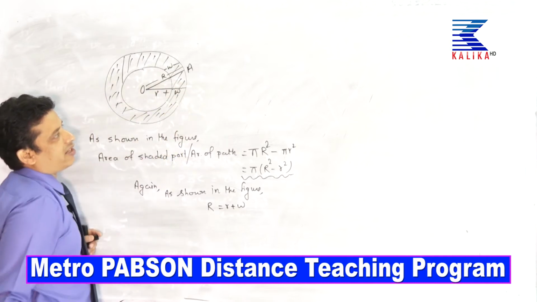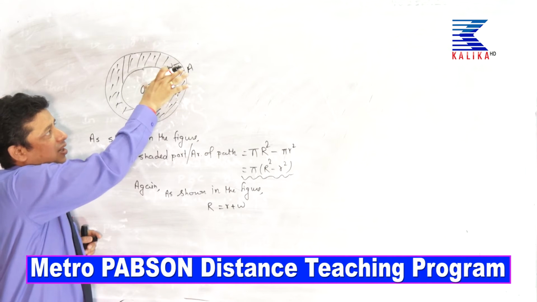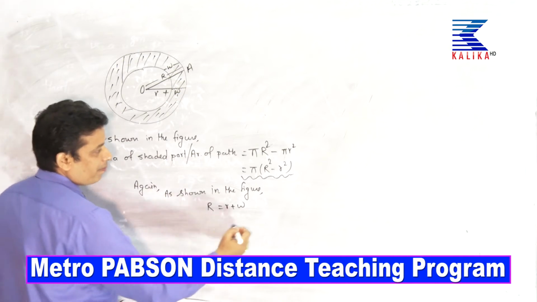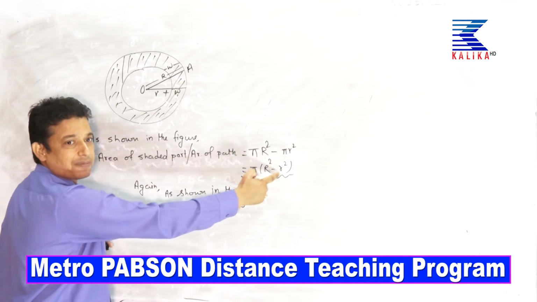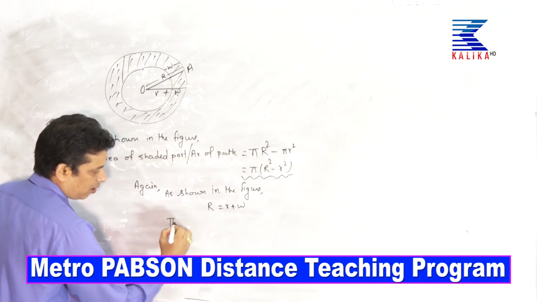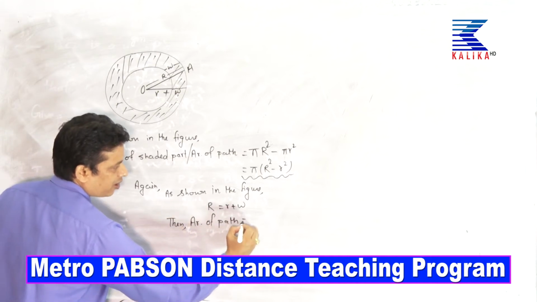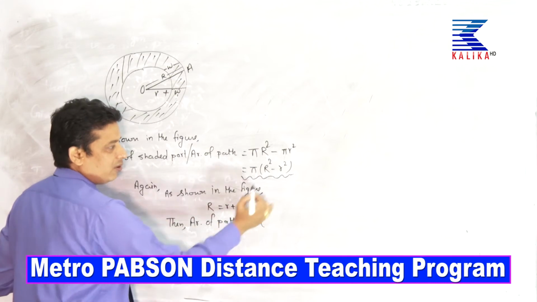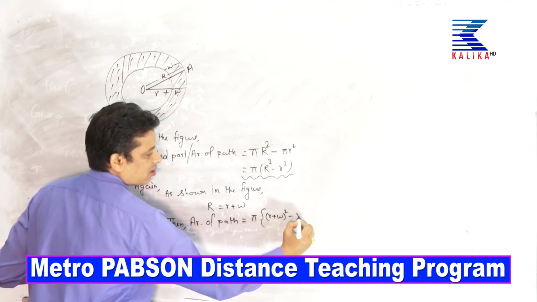So, what is the total radius? You can say, dear student, it is r plus W. This is why the radius of the big circle R is equal to small r plus W. So, if you replace R with r plus W in the formula pi R square minus r square, then the area of the path will be equal to pi, in brackets, (r plus W) square minus r square.